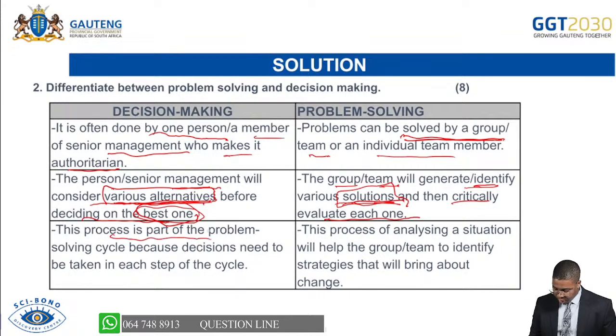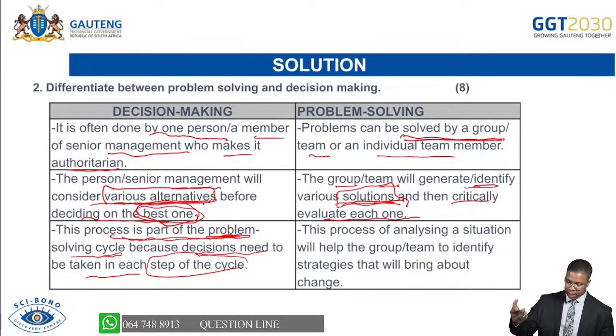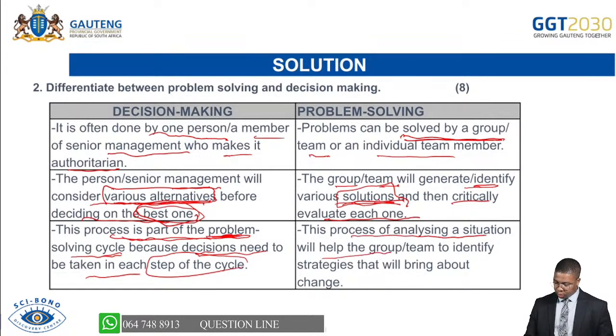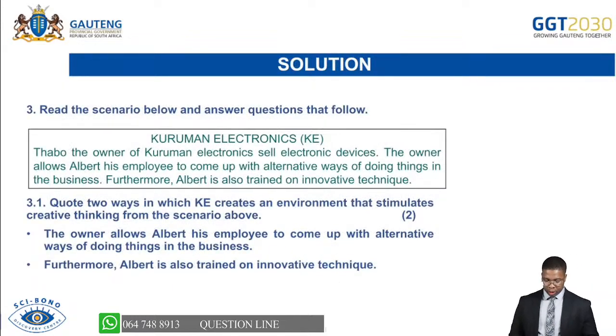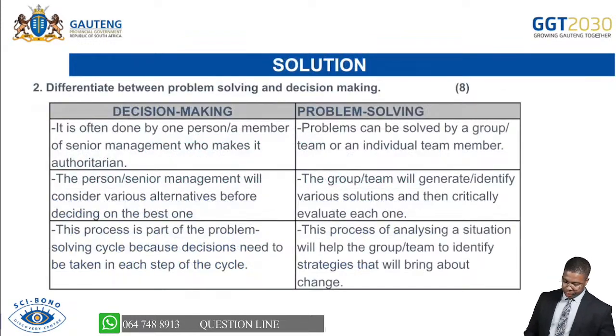So this process is part of the problem solving cycle, because a decision needs to be taken in each step. This is in your identifying, in your defining the problem, and so forth. So the process of analyzing a situation will help the group or team to identify strategies to bring about change. Let us look into this scenario now.